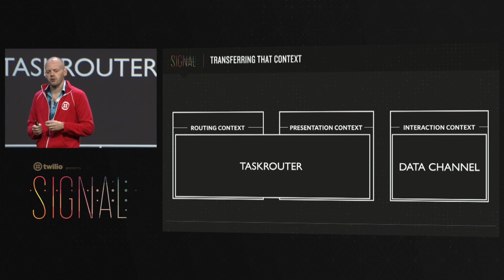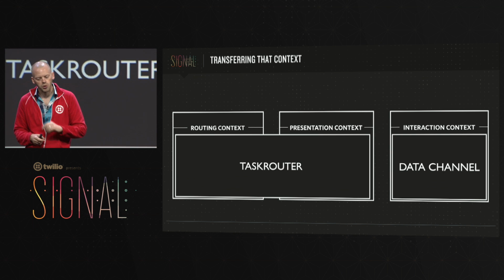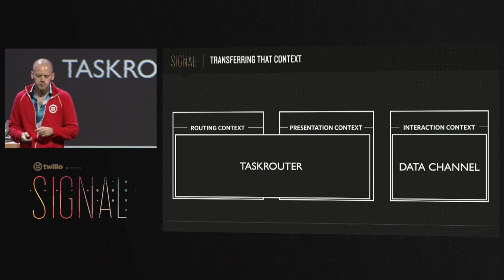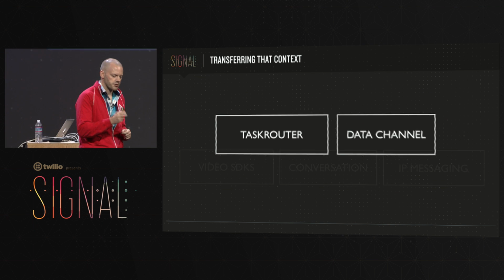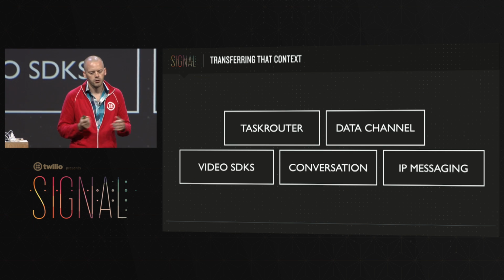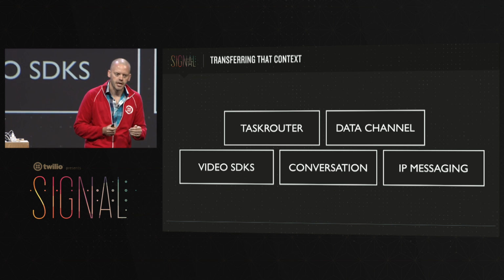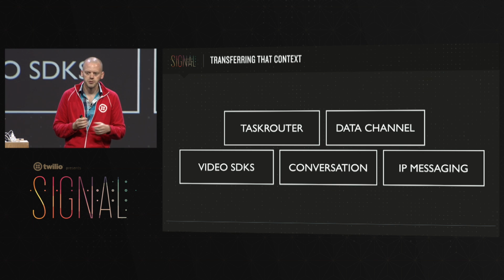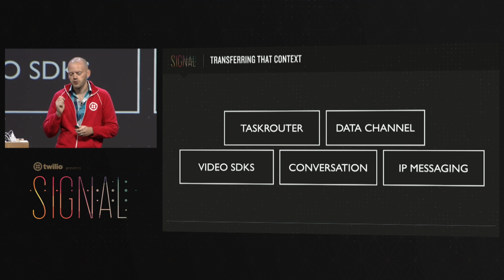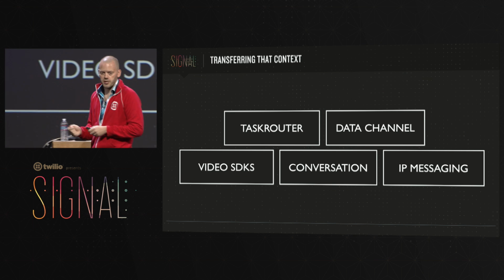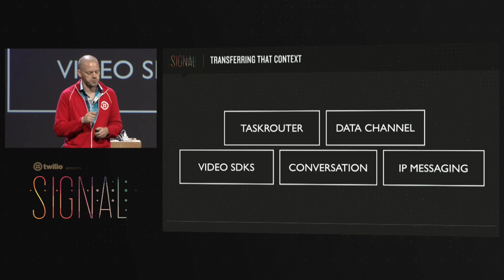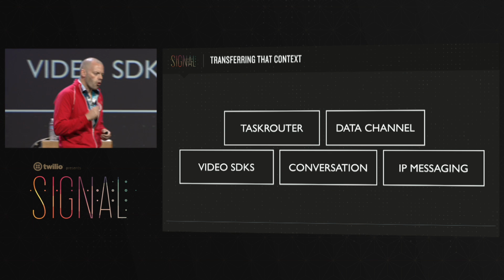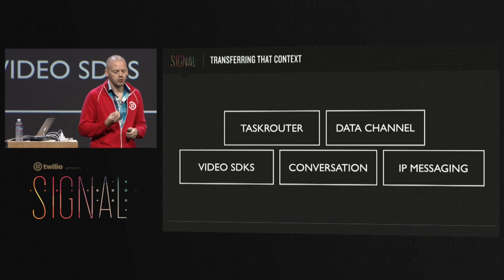And then for the actual interaction context, a real-time transfer back and forth, we would use a data channel that is part of the video SDKs. So let's just take a step back and think about how that fits into the broader product portfolio. So we have the video SDKs that Rob Brazier talked about earlier, and the data channel is part of that. They are controlled by the conversation API for being able to initiate calls and for having a server-side REST API to be able to manipulate those conversations in real time. They're joined by IP messaging that we just announced right at the end of the keynote, just before lunch. And all of these things can be orchestrated and controlled by Task Router.